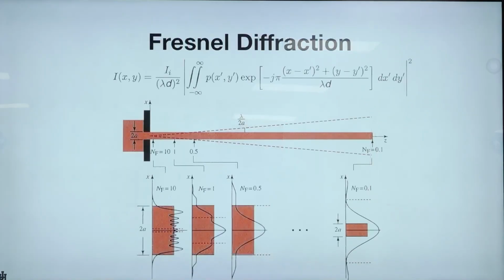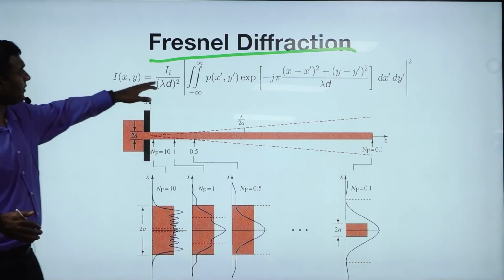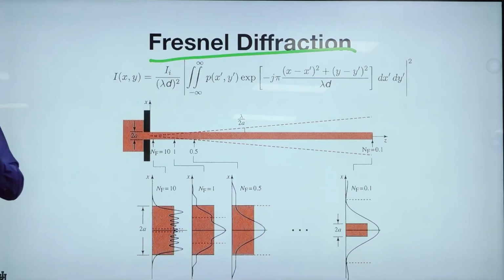So if you want to figure out what happens when light goes through free space, there is this extra factor of e to the x square plus y square. There is the additional curvature factor which comes in. Apart from the Fourier transform, you apply the spherical curvature to the wavefront, and that's called the Fresnel diffraction. So basically, you have a hole in here. This is the starting point.